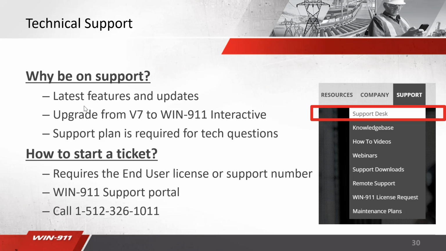Now, if I have a technical question, how do I get started with support? We recommend you go to our support portal, so win911.com, the support tab. There's a support desk portal here. From there, you'll need your end user's support number, and with the support number, you can write up a description of your issue, put in all your contact information, and we'll reach out to you as soon as possible about configuring and troubleshooting your question. The alternative to our online support is to call our Austin, Texas-based number, 512-326-1011.